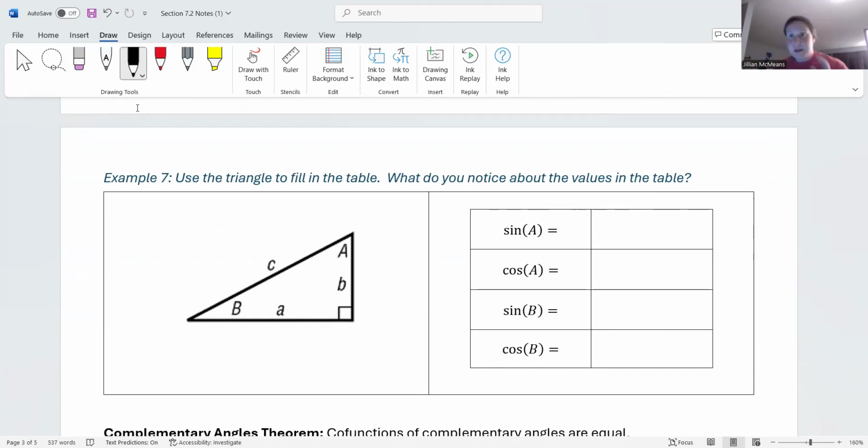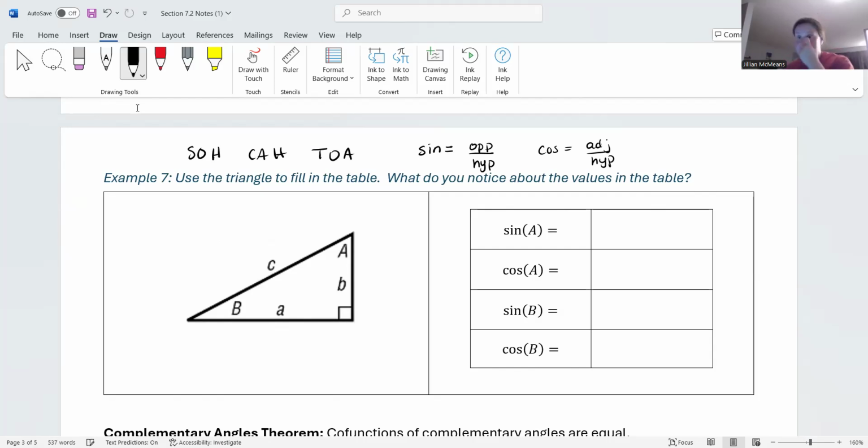We have the exact same triangle from above. We have a right triangle, we have the 90-degree angle, we have angles A and B, we have sides A, B, and C. Nothing has changed. We're asked to fill in this table. So this table wants sine of A, cosine of A, sine of B, cosine of B. Just really quickly, in case you're still struggling, remember SOHCAHTOA. That tells me that the relationship between theta, or whatever the angle is, and the lengths of the sides would be opposite over hypotenuse for sine, and for cosine, it would be adjacent over hypotenuse.